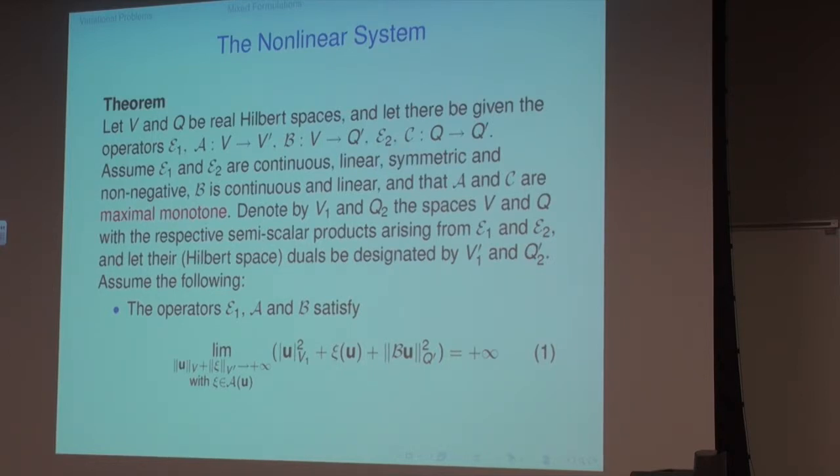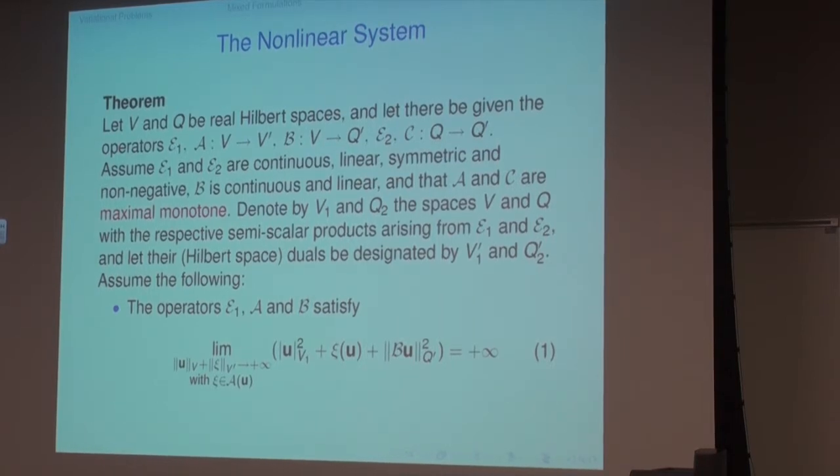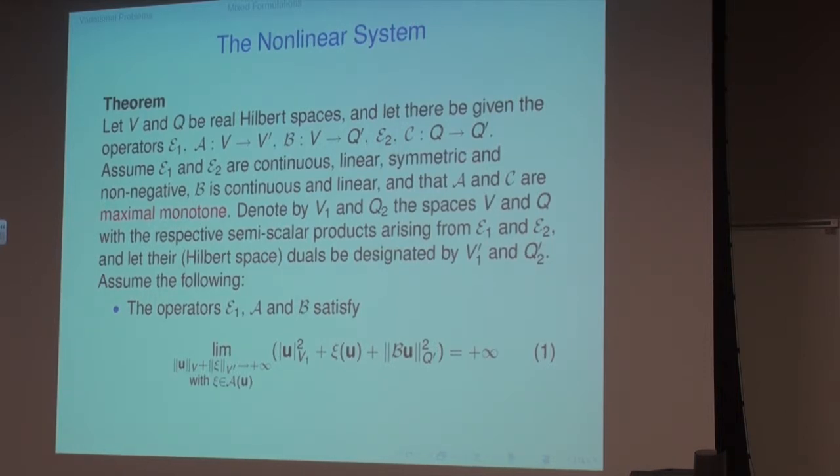We have a pair of real Hilbert spaces. We have a pair of operators E1 and A mapping V to V prime. Now a pair of operators E2 and C mapping Q to Q prime. The A and the C are not linear. E1 and E2 are linear. The B is linear from V to Q prime. Okay? And there are some other assumptions in here. I'm not going to dwell on a lot of these, but suffice it to say that this certainly covers the linear case we had before, and an awful lot more.